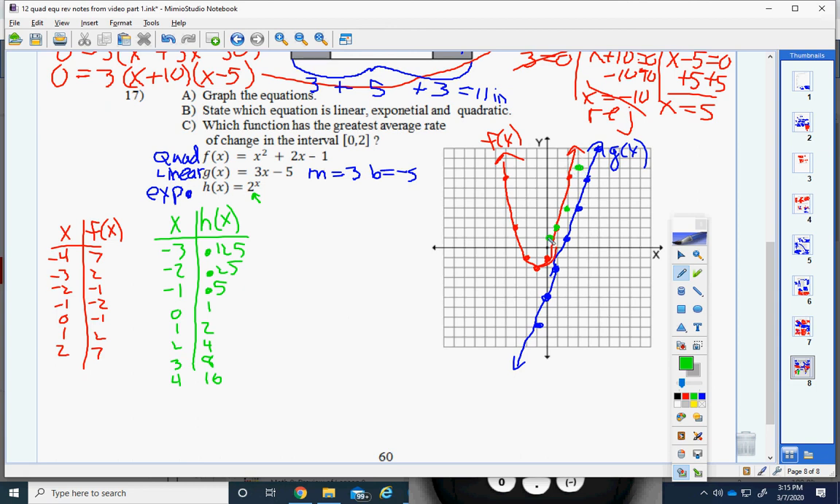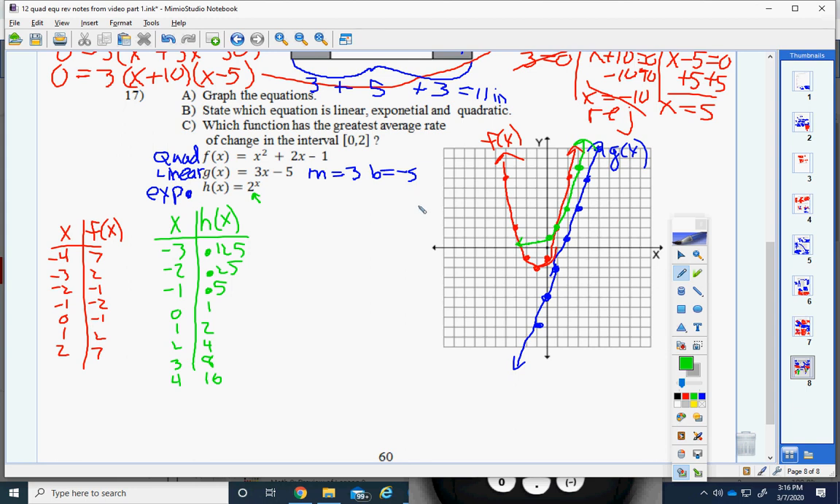If I go the other way, it's going in half. So I just be very careful with this side. It's so hard with this pen, actually. Remember, it doesn't touch the x-axis, just gets really close to it. So I graphed it. I stated which is linear, exponential, quadratic.